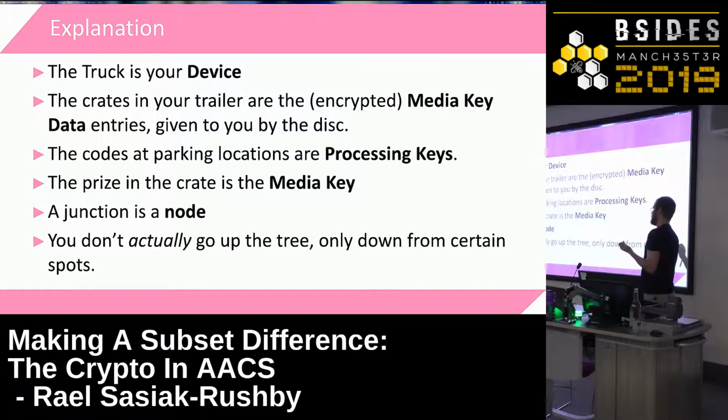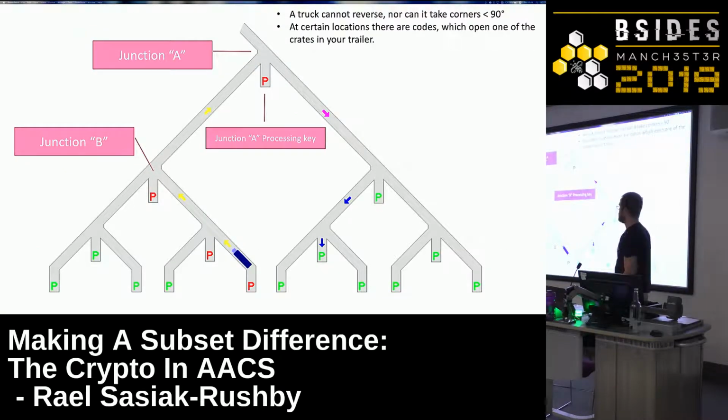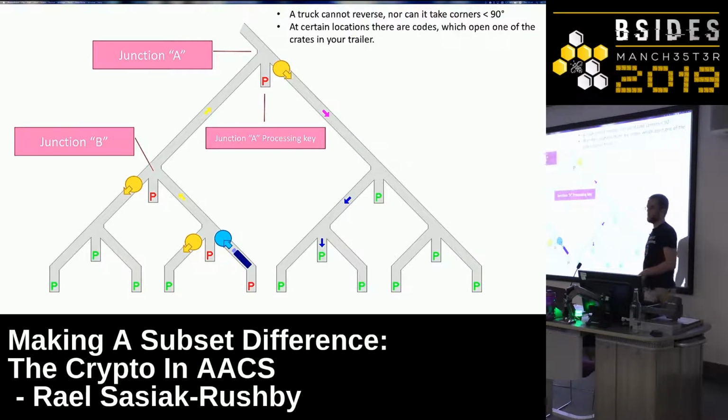It's important to note that you don't ever actually go up the tree. That's just for the use of this analogy. You only go down from certain spots. So I guess you could say that, here's a kind of junction A, junction B, we could say those are nodes. That's the junction A's processing key. And instead of going up, we think with portals, we just portal up to a certain location that we could have gone down, and we start navigating down from it.